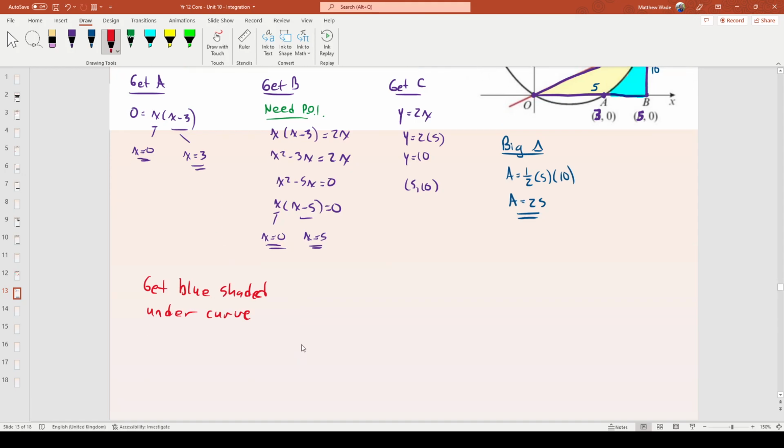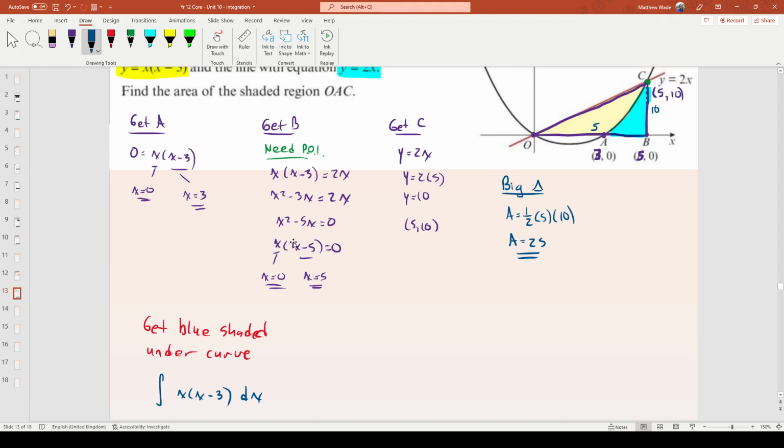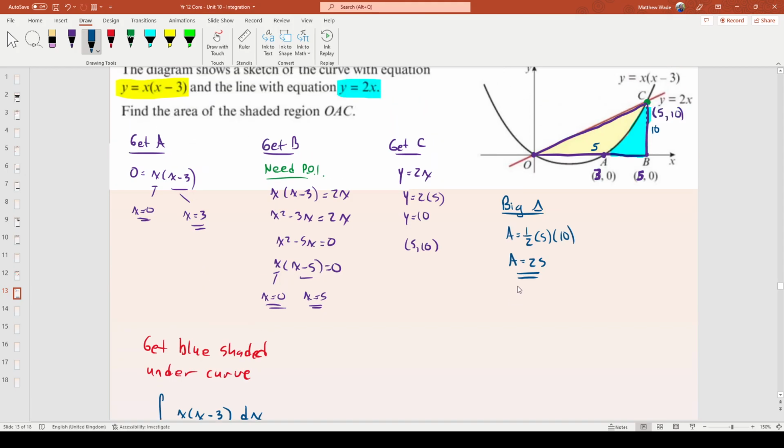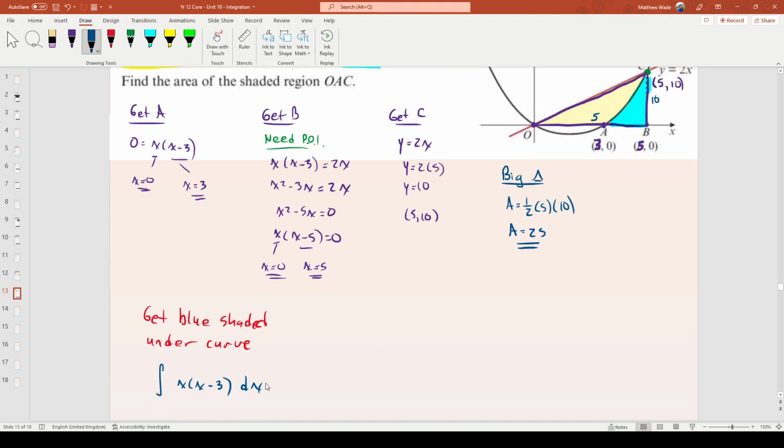So here we go. It's going to be the integral of, and I'm just going to change colors, I don't like it all being in red. It's going to be the integral of x, what was it again? x minus 3? x minus 3 dx. I think that's right, I'm just going to check. Yep, x minus 3 dx. Perfect. Don't forget the dx, it is meaningless without it.